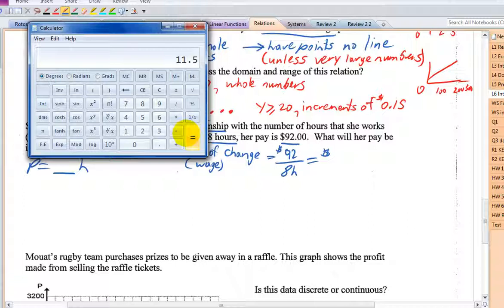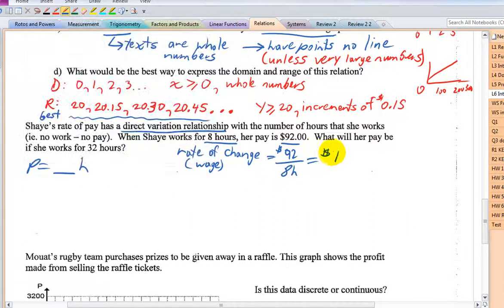Why? That's right. It's $11.50. I hope you're smarter than your calculator. Okay? So $11.50 per hour. Make sure you have 2 decimals for money. So the equation then would be pay equals $11.50 times hour.